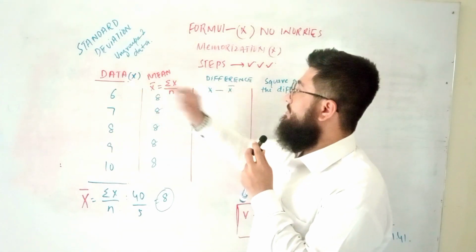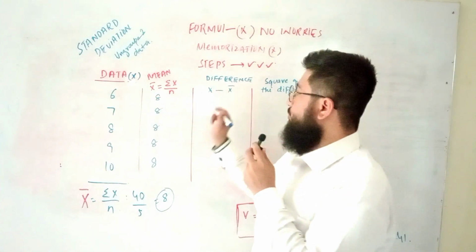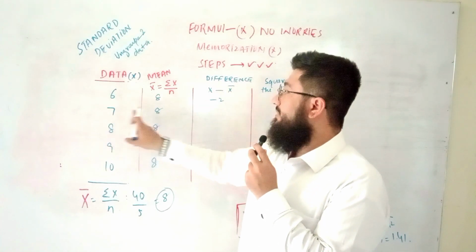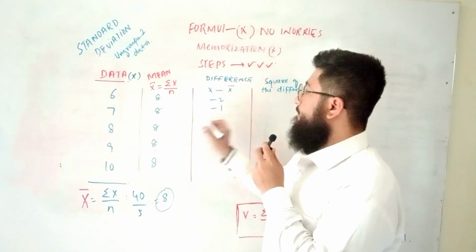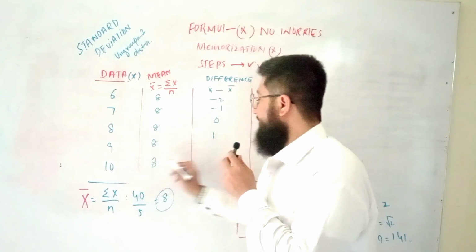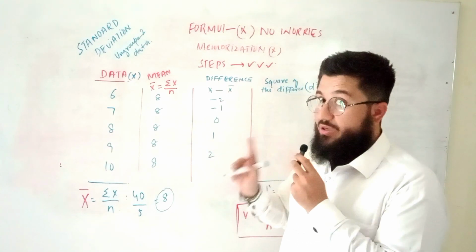Data is x, mean is x bar. So what is the difference now? 6 minus 8, the very first one, we will get minus 2, because 8 is the larger number. 7 minus 8 is minus 1. 8 minus 8 is 0. 9 minus 8 is 1. 10 minus 8 is 2. So this is the difference that you guys must remember.